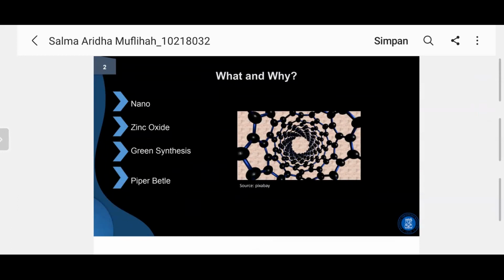Nano in this case refers to nanomaterials. So what is nanomaterials? Nanomaterials is 1 to 100 nanometer size of material. And why I choose this size of materials? Because it has great different properties from its bulk form, such as it has high surface to volume ratio and it has quantum effect, etc.